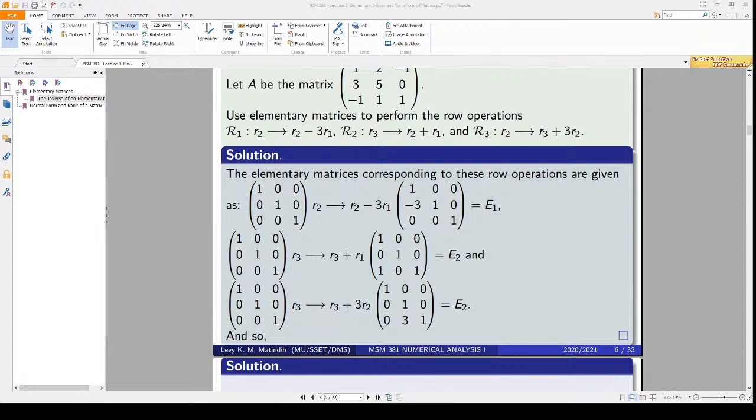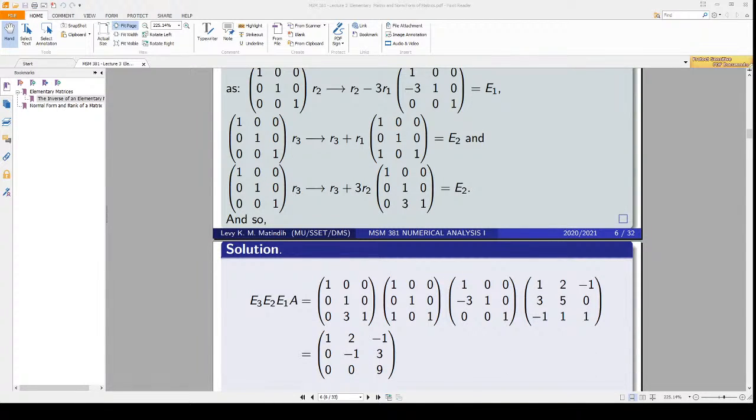Now, the next thing is that the product of the third elementary matrix times the second elementary matrix multiplied by the first elementary matrix, the final resultant multiplied by matrix A, gives us this upper triangular matrix. So this matrix we have found is the matrix B.